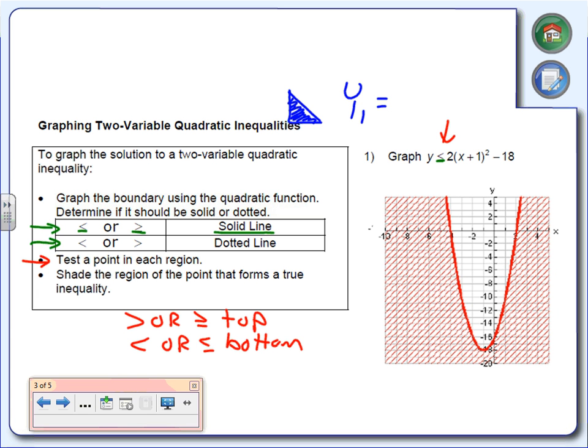Then go back to your graph. And you'll notice not only do you see your U shape, but you're also going to see the shade. So if you're not quite sure what side to shade, well, just cheat. Go ahead and use your calculator to get that shading done for you.